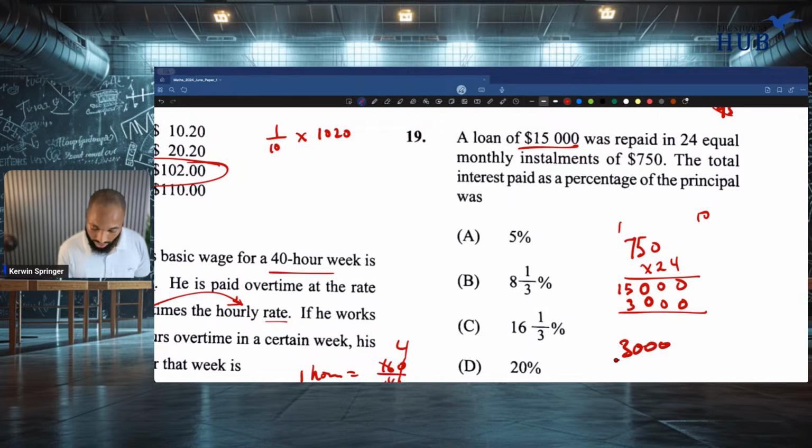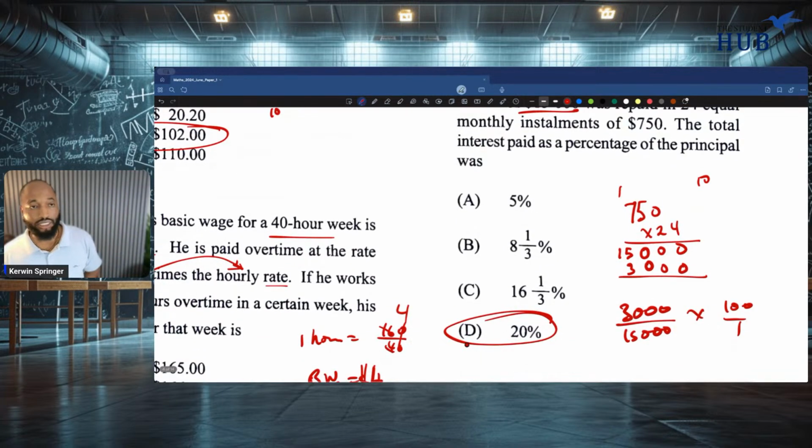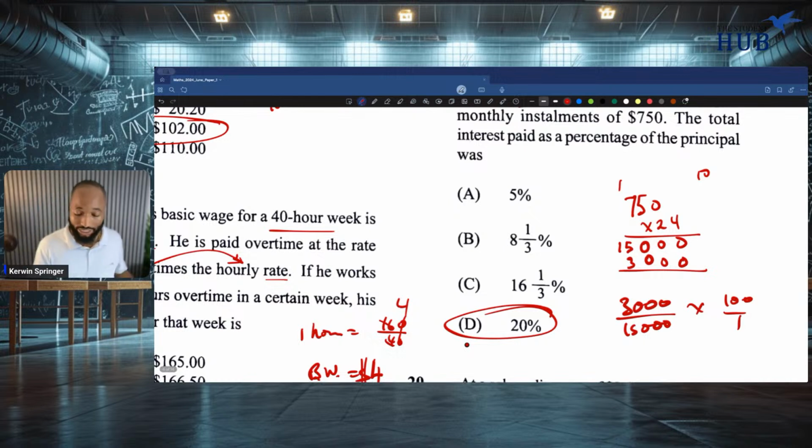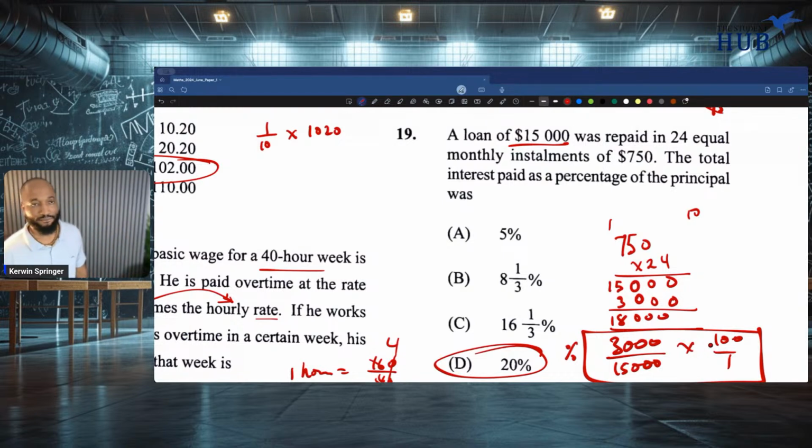So 3,000 over 15,000 multiplied by 100 over 1, that's 20%. 20%. This total is 18,000. So that's 3,000 more than the original price. So to find the percentage interest, it is the 3,000 extra over the 15,000 multiplied by 100 over 1.